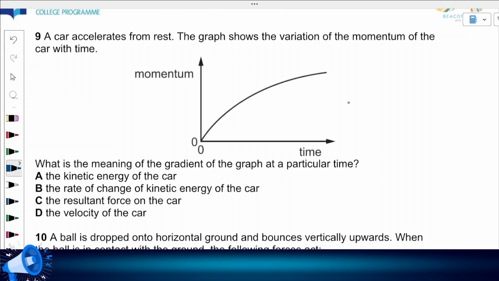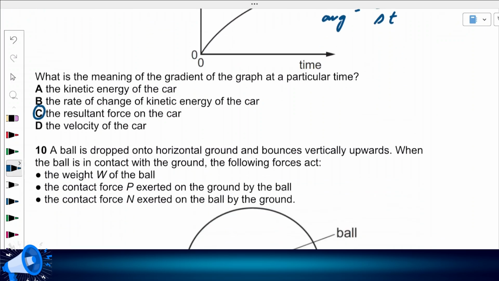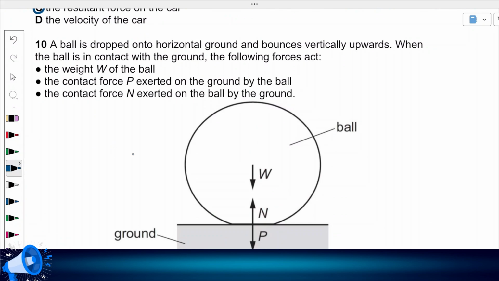Then we have question number 9. We are provided with the momentum-time graph, and they ask what is the meaning of the gradient at a particular time. The gradient of this graph is basically the average force, or you can say the average resultant force. And then we have the next one.